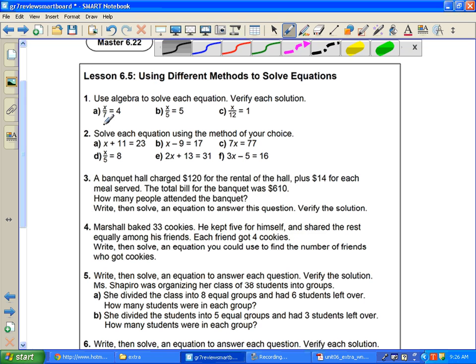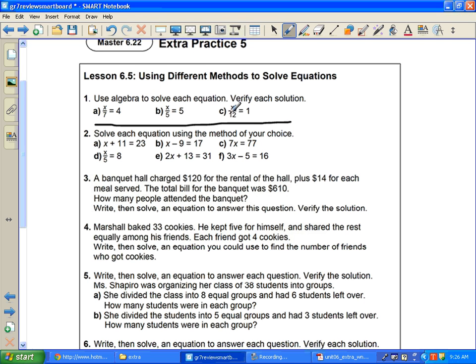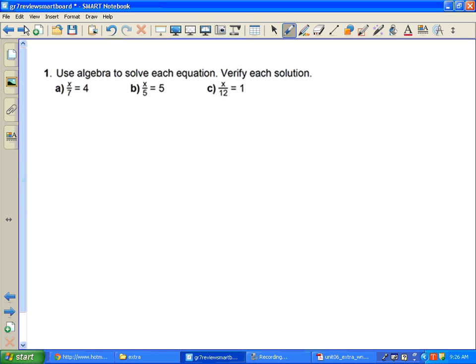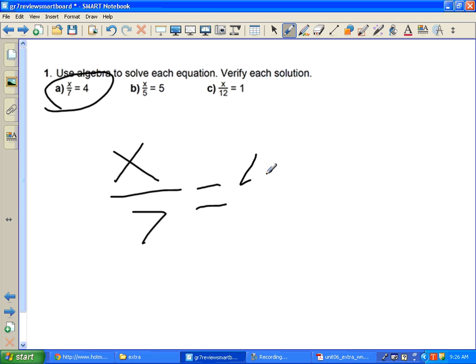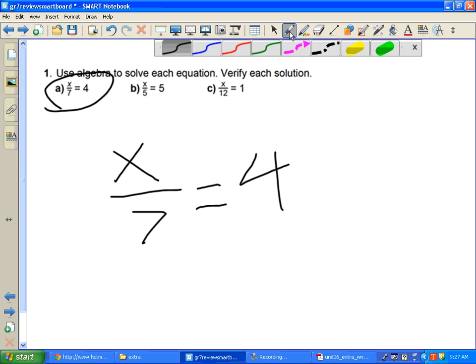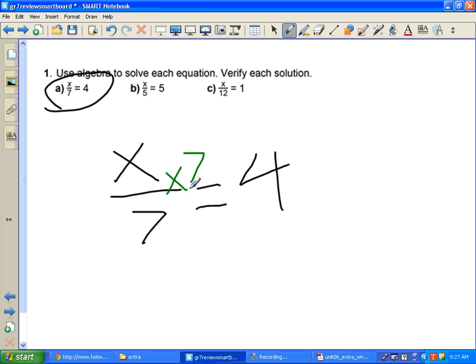So looking at this one here, these ones here are all about dividing x by a certain number. In this case, it's 12. In this case, it's 5. And in this case, it's 7. So I'm going to do one example of these. Take A right here. So we've got x over 7 equals 4. Keeping in mind that x over 7 means divided by 7. And the way to get rid of that divided by 7 is to do the opposite, which means multiply it by 7. That will cancel out the 7s because 7 over 7 is 1 as a fraction.